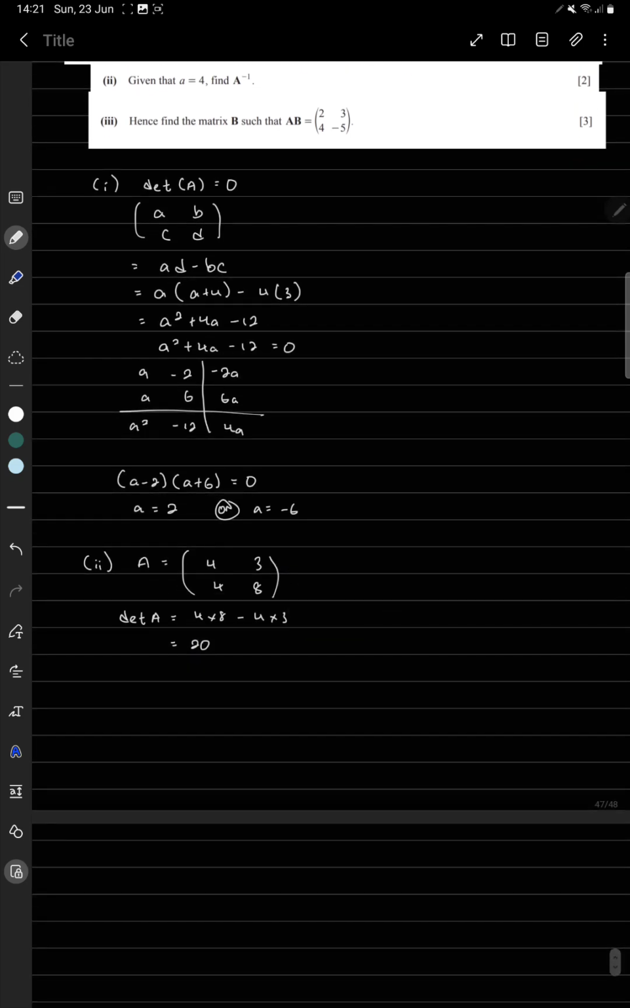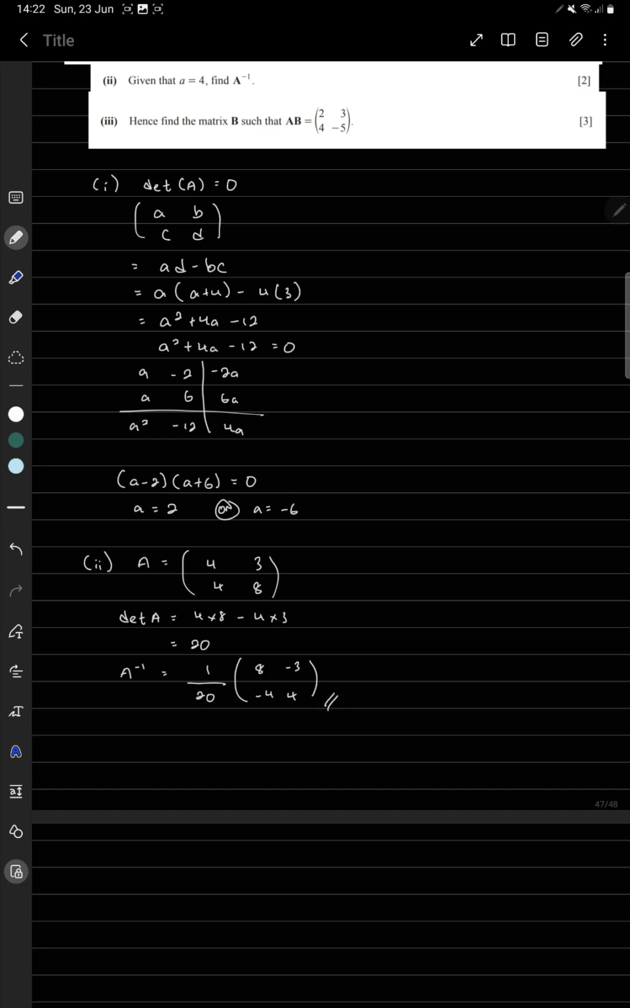Now let's finalize this. To find the inverse of A, it's going to be 1 over the determinant, which is 20. Then for the matrix, we switch the 4 and 8, so that's 8 and 4. Then for the 4 and 3 across, we multiply by negative 1, so negative 3, negative 4. And that would be your final answer.